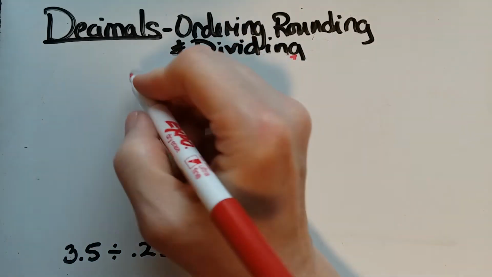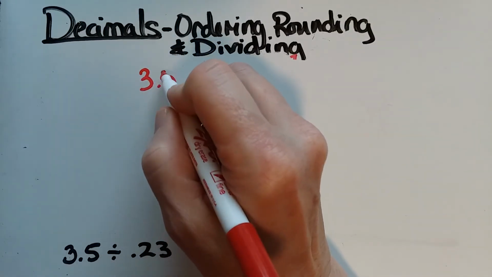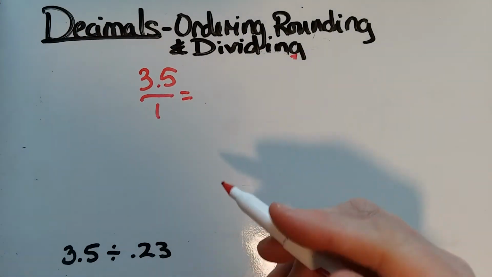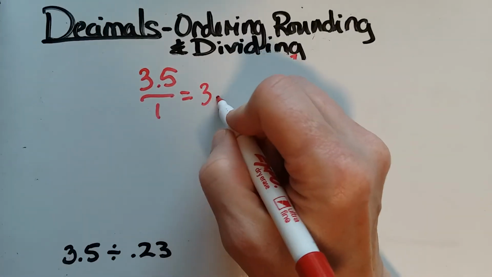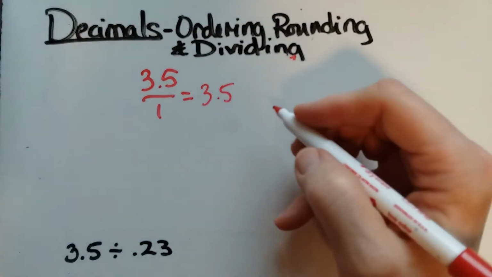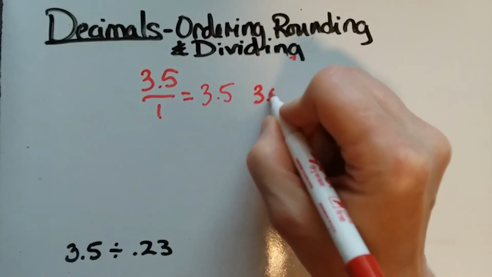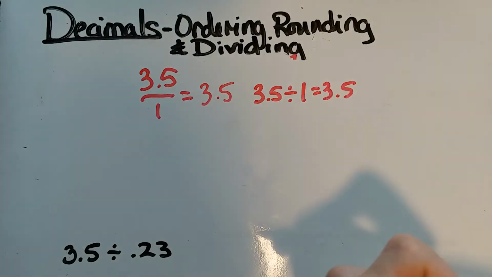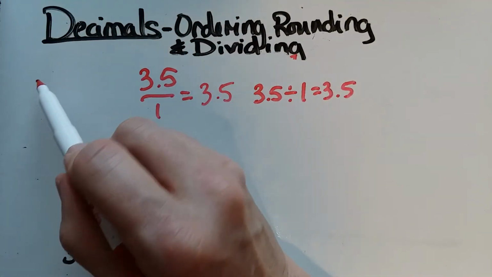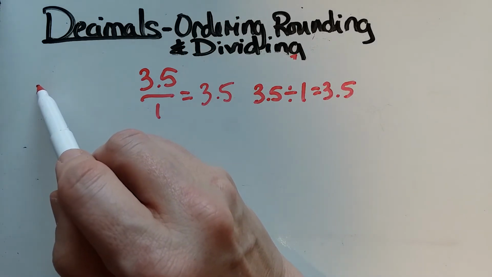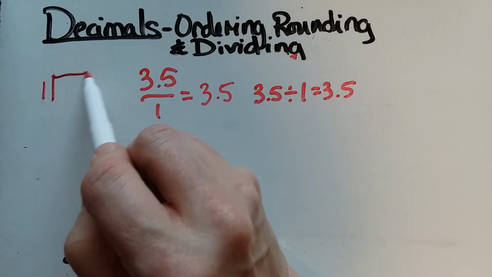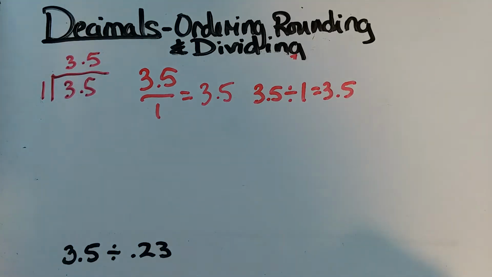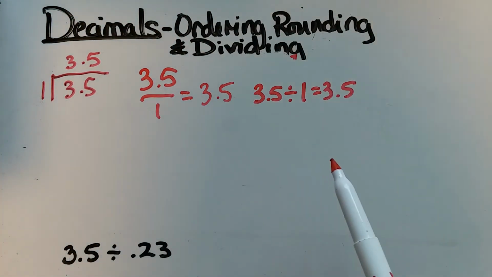Dividing by decimals is a little bit challenging. So I would say, remember what we know. We know that 3.5 over 1 is 3.5. And we know that every fraction is a division problem. It's the same thing as saying 3.5 divided by 1 is 3.5. And if we were to set that up as a long division problem, we would have the 1 over here, we would have 3.5, and then we'd have 3.5 up top. These are all equivalent statements.